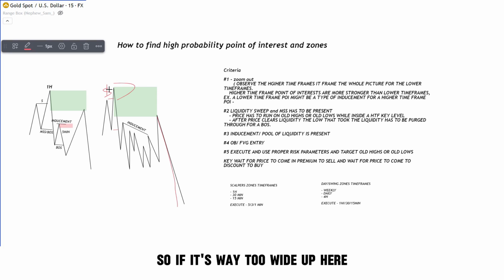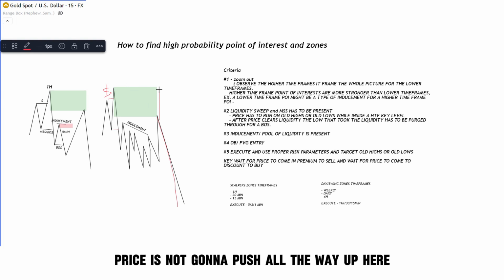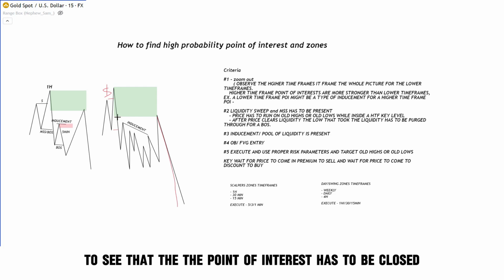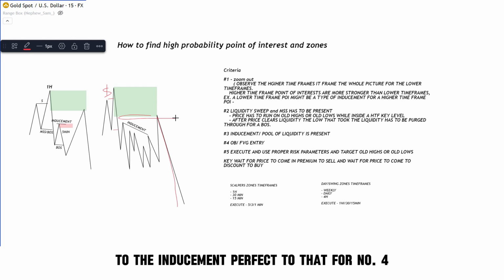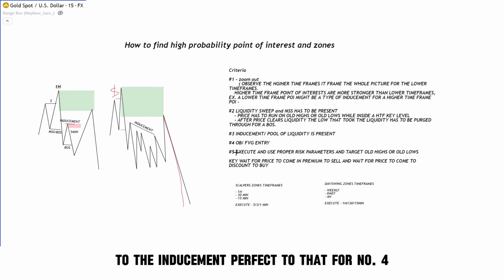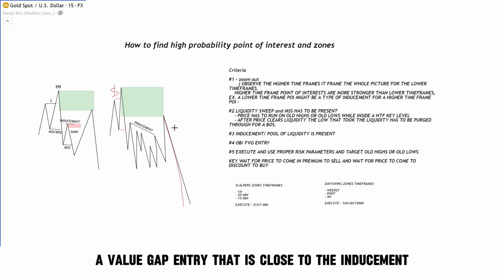That's what we're looking for, an order block or a fair value gap that is close to the inducement. So if it's way too high up here, price is not gonna push all the way up here to seek that. The point of interest has to be close to the inducement. Perfect. So that's for number 4, where we need to see an order block or a fair value gap entry that is close to the inducement.